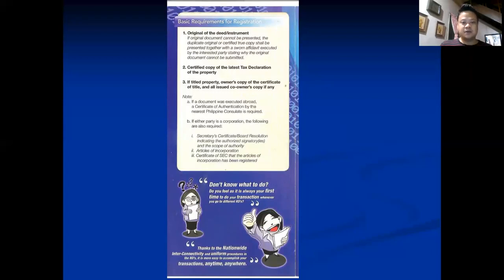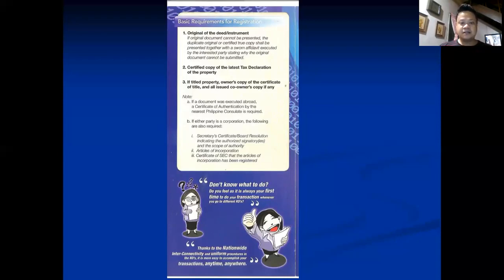What the ROD will require for you is to submit an instrument certified by the archives that was the instrument pertaining to that doc, page, book number, serial number pertaining to the notarized document. You also need a certified copy of the latest tax declaration of the property. So where do you get that? You get that from the city or municipal assessor's office.